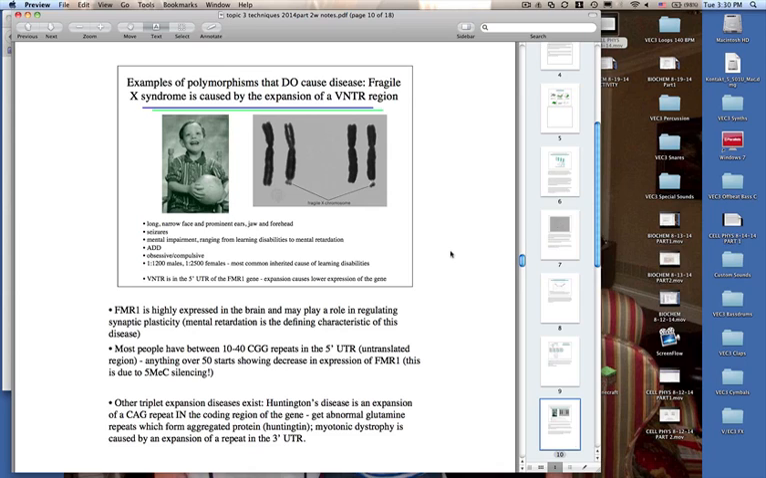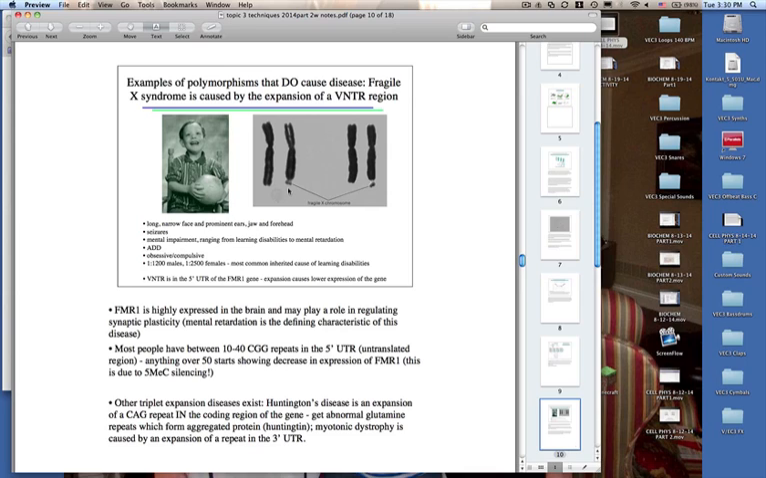Okay? So the first one we want to talk about is a polymorphism that causes Fragile X syndrome. Right? So Fragile X, as the name implies, is X-linked. So on the X chromosome, and you actually see this fragility occurring in the long arm of X at the very telomeric end, where the piece of DNA just gets really fragile and actually can break off.